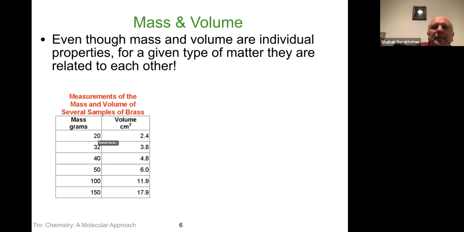Let's say the mass is 20 grams. And with a different technique, you also measure its volume. Now that you have both mass and volume, you can calculate the density for that.